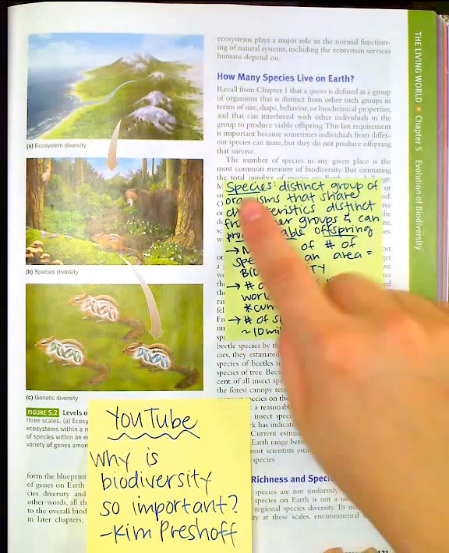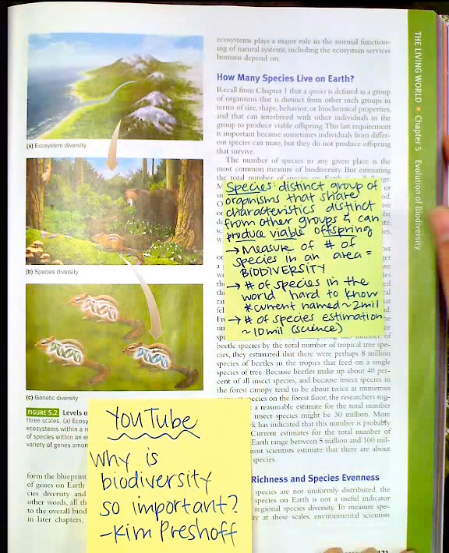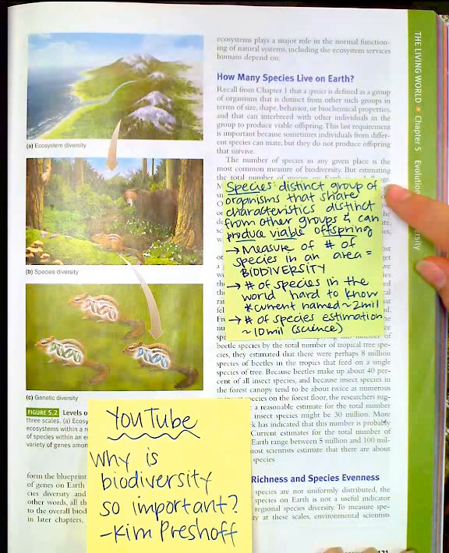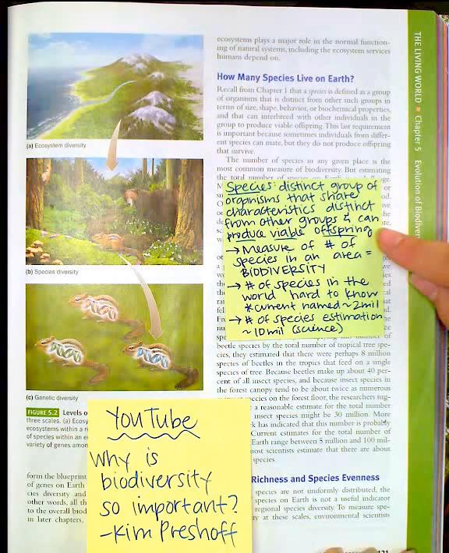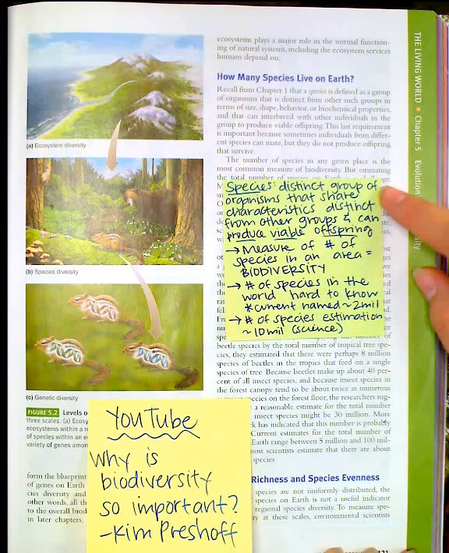Alright, so species, if you remember from chapter 1, is our distinct group of organisms that share characteristics distinct from other groups and can produce viable offspring. That viable offspring part is really important because, for example, if you mate a horse and a donkey, you will get a mule, but a mule is not able to reproduce. That's because horses and donkeys are not the same species. Kind of like a liger. You mix a lion and a tiger, you get a liger. Can't reproduce because they're not the same species.